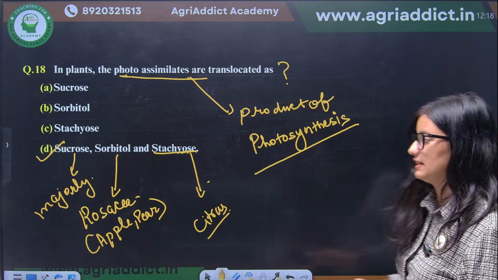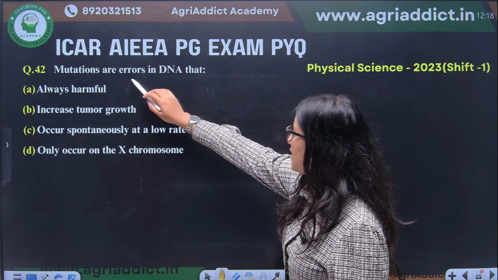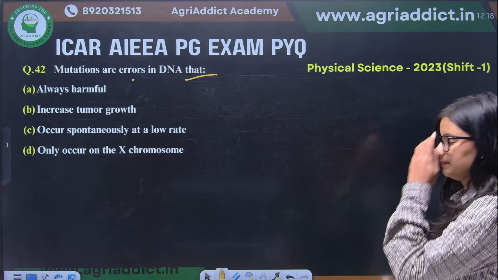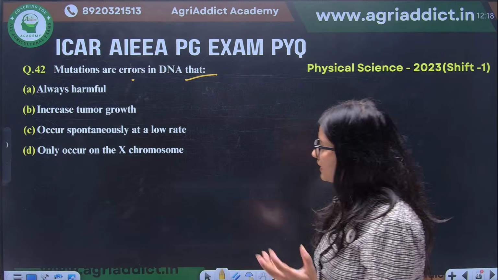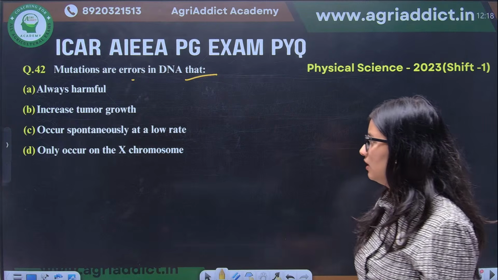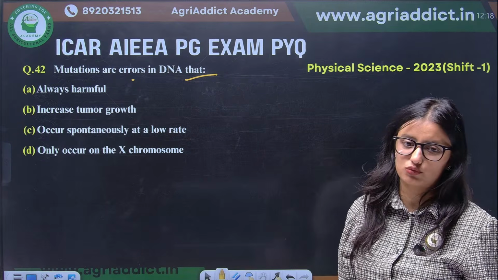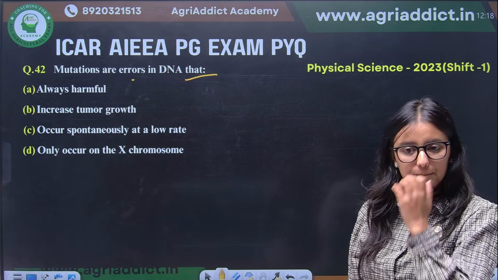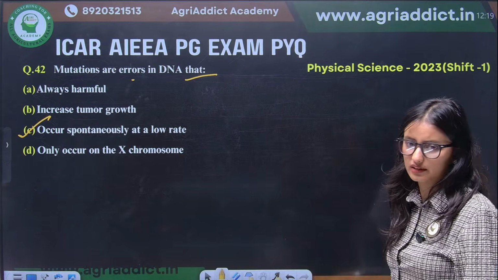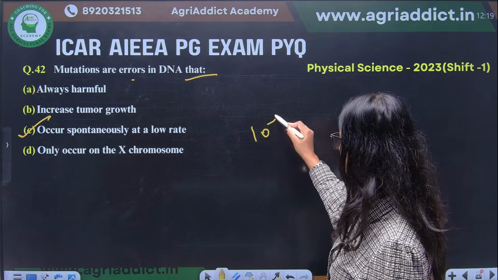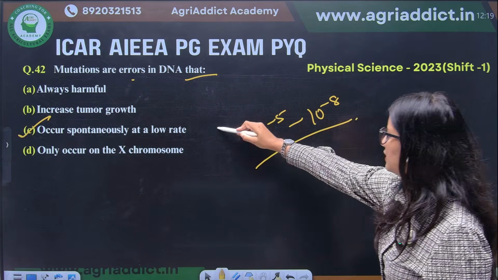ओके, सो लेट्स मूव टू द नेक्स्ट वन. म्यूटेशन आर एरर्स इन डीएनए दैट आर. म्यूटेशंस कैसे हैं? ऑलवेज हार्मफुल और इंक्रीज ट्यूमर ग्रोथ. Occur spontaneously at low rate or only occur on the X chromosome. What are mutations? C. Yes, mutation occur spontaneously at very low rate. Generally frequency consider कर रहे हैं तो 0.52. This is the frequency.